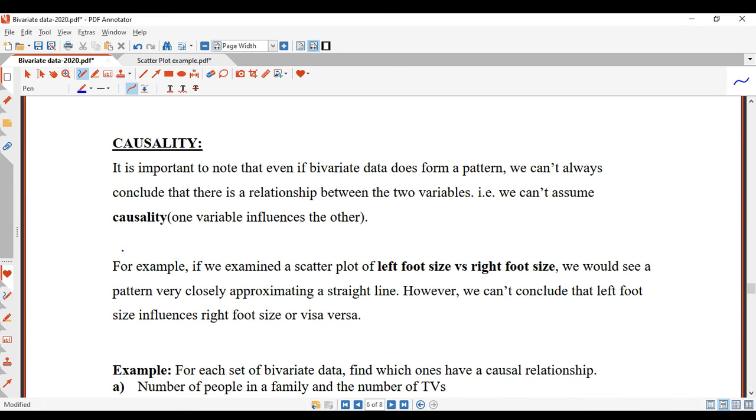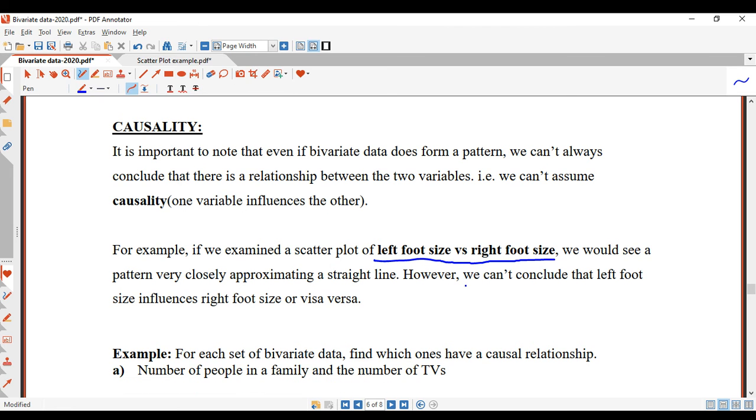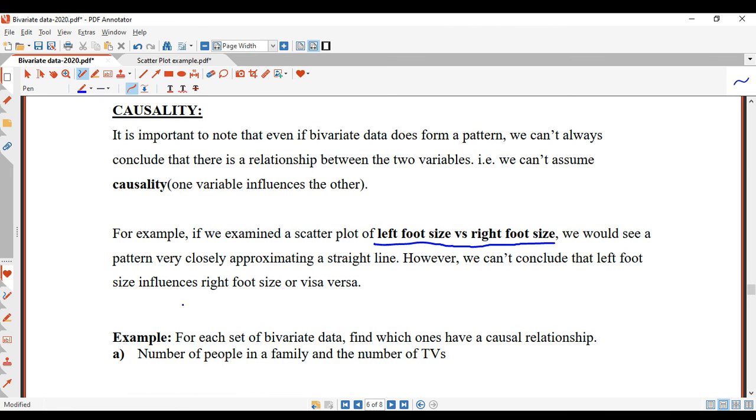Let's move on to something called causality. Now, you might get some variables with a very strong correlation, okay? But it doesn't mean one variable causes the other. It doesn't mean that one variable influences the other, right? Which means we can't assume causality. So, for example, if you did a scatter plot of left foot size versus right foot size, most people have feet which are the same size or very close to the same size, but you wouldn't conclude that the left foot size influences the right foot size or vice versa.